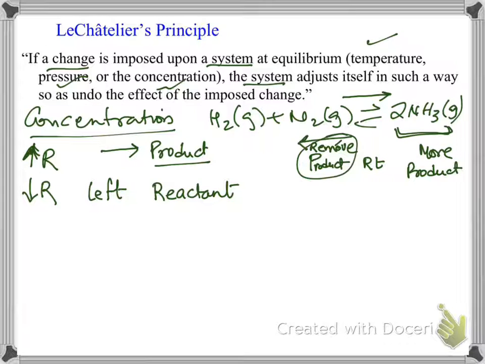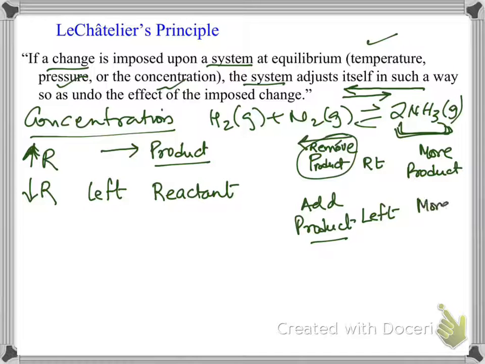And now what if I add product, meaning I'm increasing the concentration of ammonia? Then the system wants to get rid of it. And how will it get rid of it? The reaction will start moving in this direction, to the left side, so that ammonia can be broken down to produce hydrogen and nitrogen. So more reactant is formed. So that is the effect of concentration.